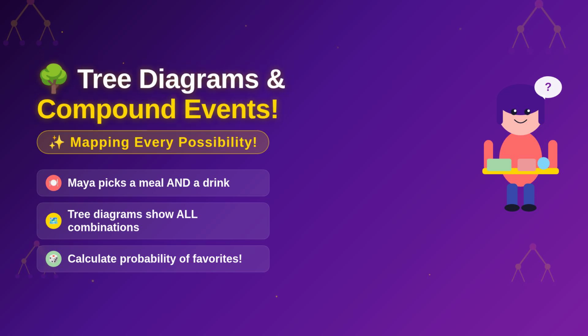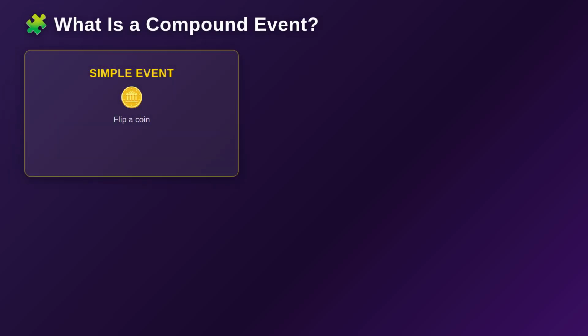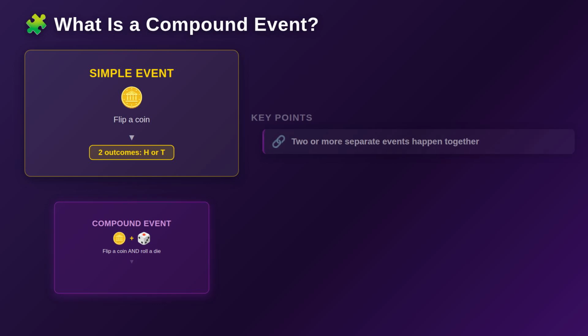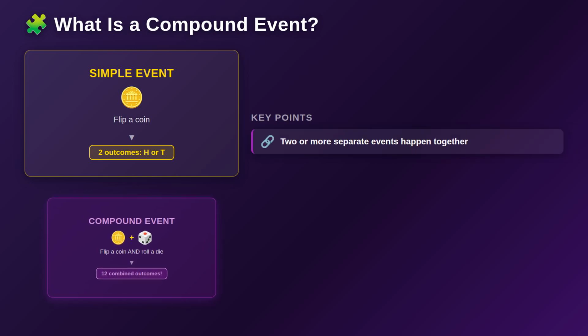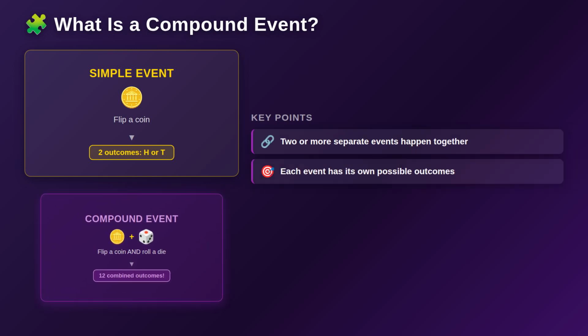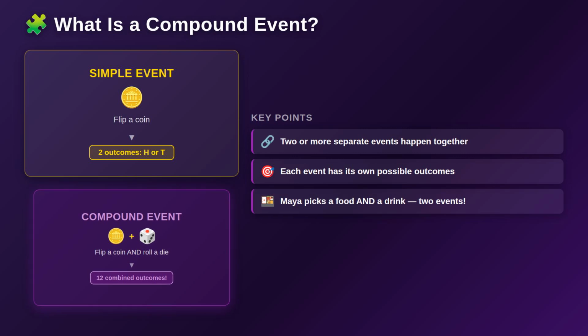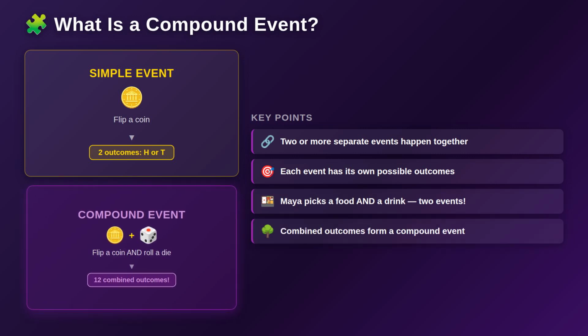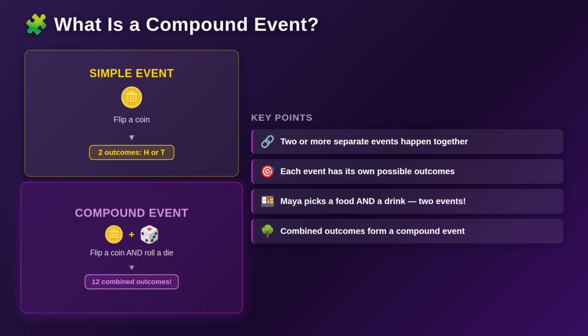Let's go. First things first, what exactly is a compound event? A compound event is when two or more separate events happen together. Each event on its own has its own set of possible outcomes. When we combine them, we get a whole list of possible combinations. Think of Maya's lunch. She picks a food and a drink. That's two events happening together. That makes it a compound event. Simple, right?